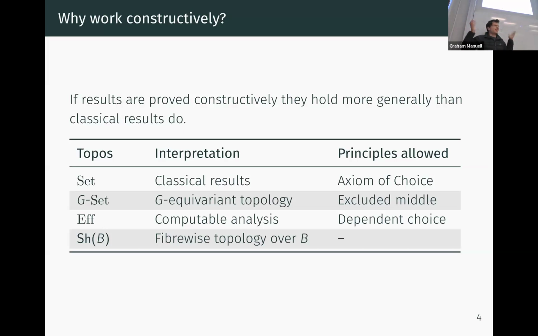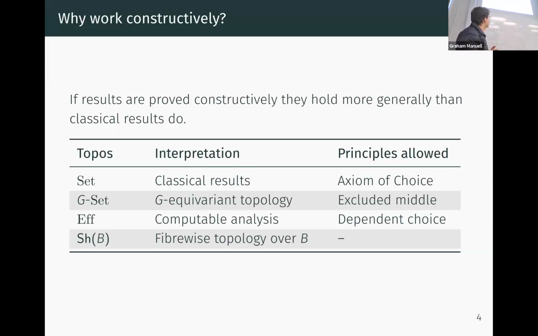Again, there aren't really any normal classical principles that you can generally use in this setting. But if you prove results completely constructively, it'll be true here. So if you prove results about topology, in each case we get the classical results in the first topos, we get G-equivariant topology in the second case, we get computable analysis in the third, and we get fiberwise topology over B in the fourth case. So by interpreting these things in different toposes, we get a whole lot of different results, and all of these results come for free, or at least for the price of proving the results constructively to start with, rather than classically. So you can't use excluded middle, you can't use axiom of choice, but the result is we get all of these additional results for free.